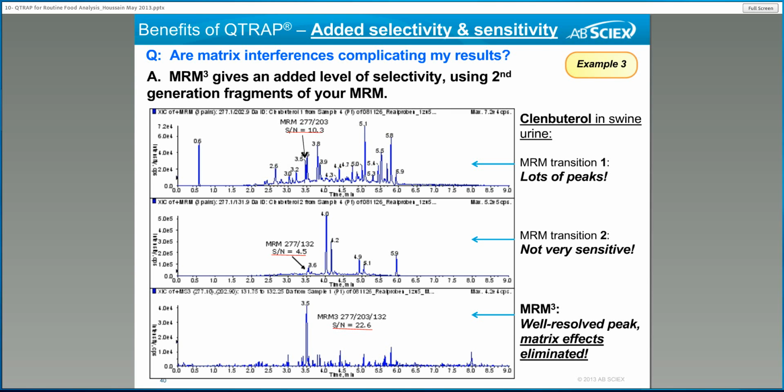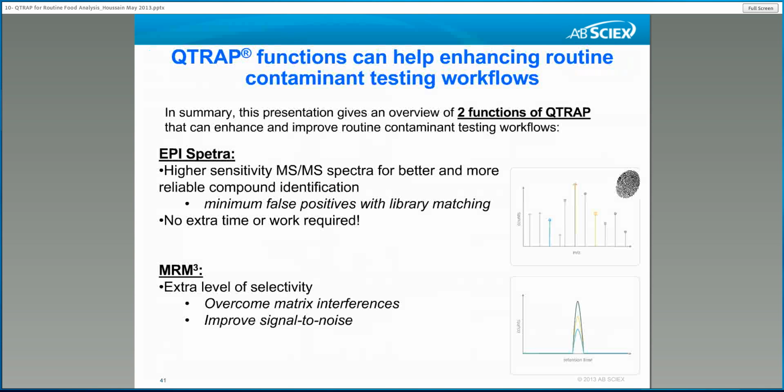From this example, you can see the potential for MRM³ to not only eliminate background peaks and interferences that occur due to the matrix, but also the potential to improve sensitivity for low-level residue scanning and quantification. And this is very important in food residue analysis.